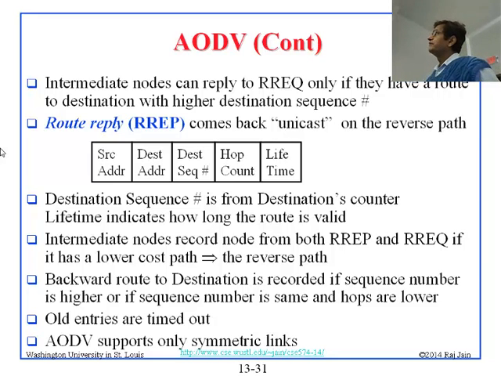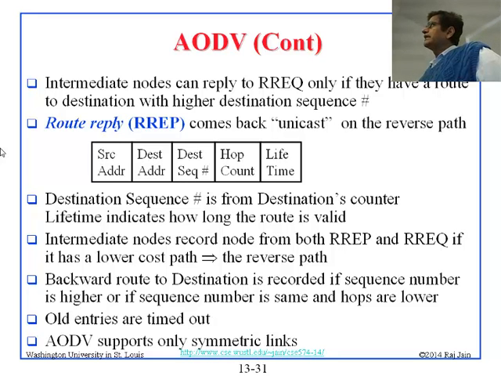And they will send it by RREP, route reply, which comes back unicast, and this has to be remembered. It's unicast. So while the RREQ is broadcast, the RREP is unicast. It comes back straight from wherever it is to the source, on the reverse path. And it will have the source address, basically who asked for it, the destination, what destination sequence number I have, what is the hop count, and what is the lifetime. Lifetime is simply how long this is good for.